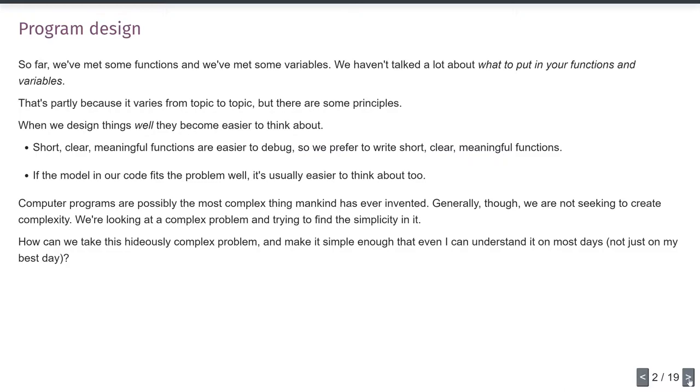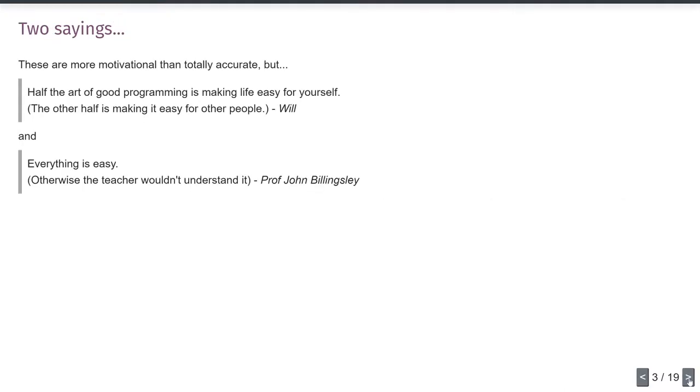The other side of it is how we go about looking at the problem. Here again, we're hunting for simplicity. If the model in our code fits the problem well, it's going to be easier to think about. So we are often asking ourselves, what is a way to think about this complex problem that's going to make it easy enough that we can think about it, write code, and model it? How can we take this hideously complex problem and make it simple enough that even I can understand it on most days, not just on my best days?